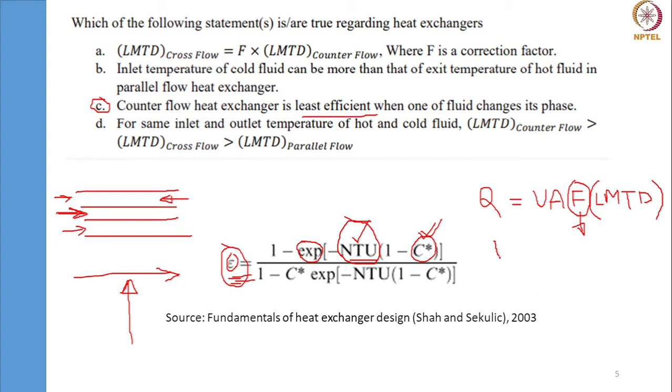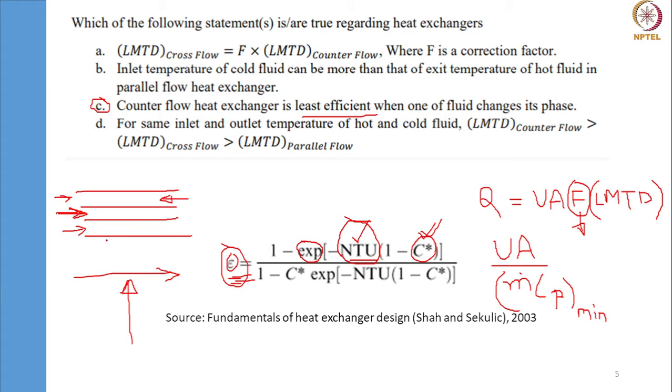NTU is defined as number of transfer units, and it is expressed as UA by m dot Cp of the minimum. That means we need to take that fluid which has m dot Cp minimum. We have two fluids here, hot and cold fluid. So the denominator is the one corresponding to the fluid which has least m dot Cp. UA is the overall heat transfer coefficient multiplied with the heat exchanger surface area.